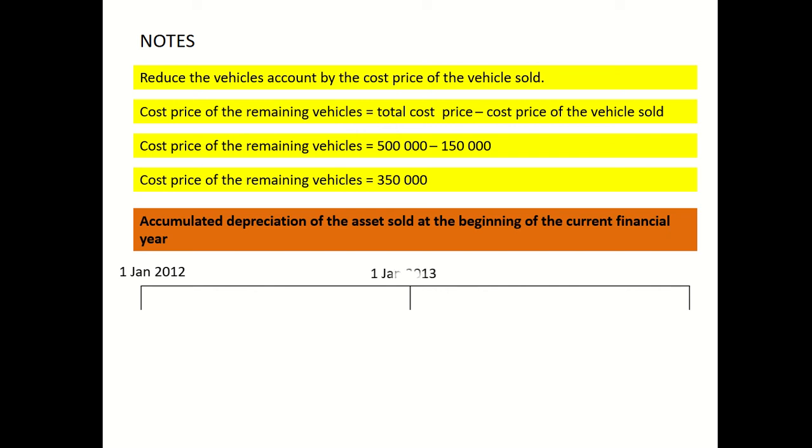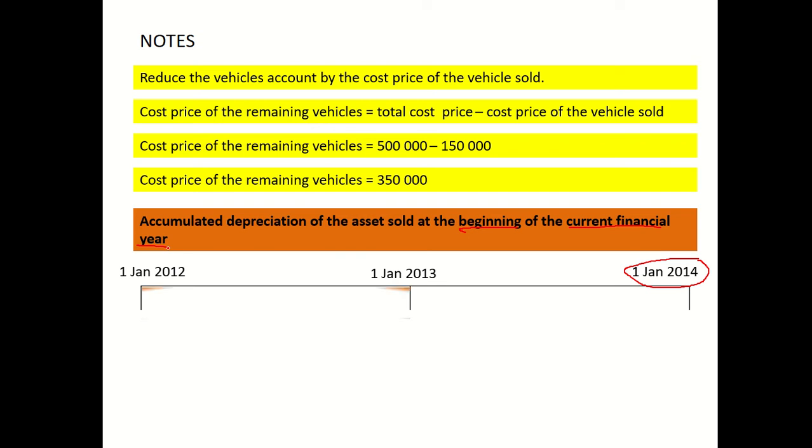We had it on the 1st of January 2013. Note that the 1st of January 2013 is a year. It means we have had it for a year. From the 1st of January 2012 to the 1st of January 2013, it's a year. From the 1st of January 2013 to the 1st of January 2014, it's another year. Meaning that we have had this vehicle for 2 years. And I need to specify to you, the 1st of January 2013 is the beginning of the financial year. It is the beginning of the current financial year.